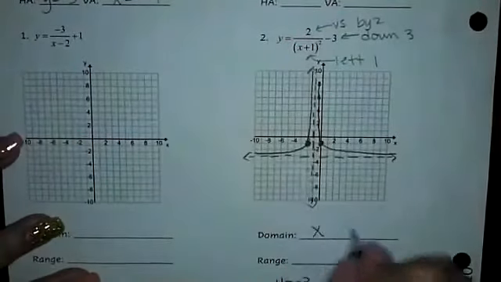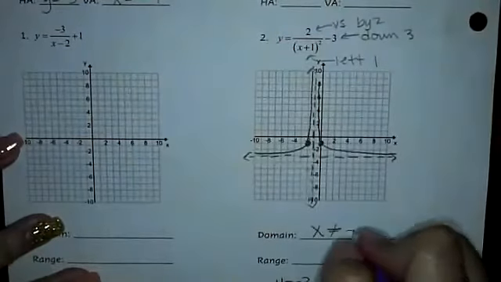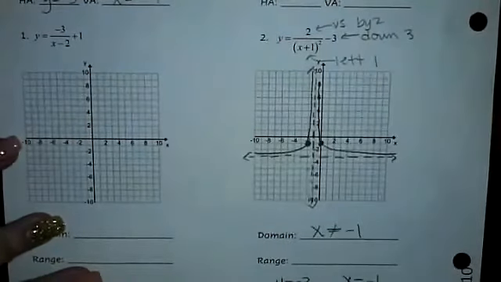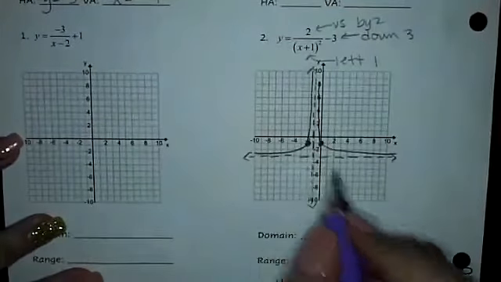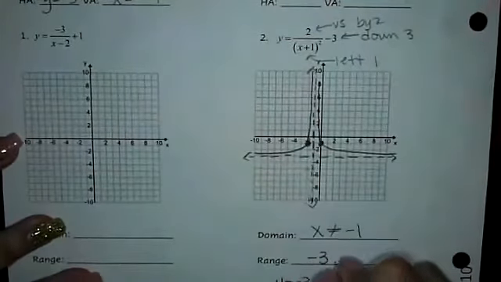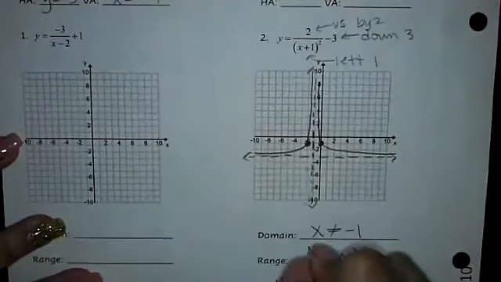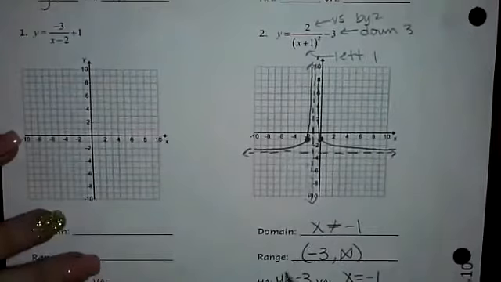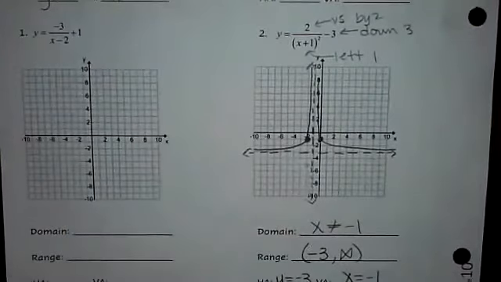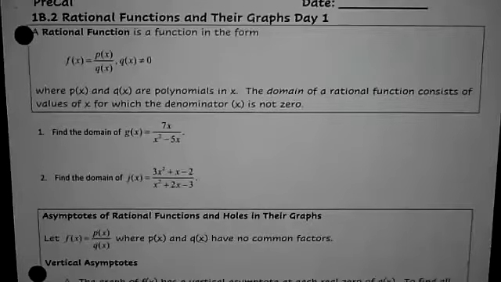And so our domain for this is all real numbers except for that -1 that it's jumping over. And then our range is all of the values above the asymptote. And the asymptote's at -3. So that would be from -3 to infinity. Again, with a parentheses because it is not touching that asymptote. So that was a quick review of rational functions with transformations.